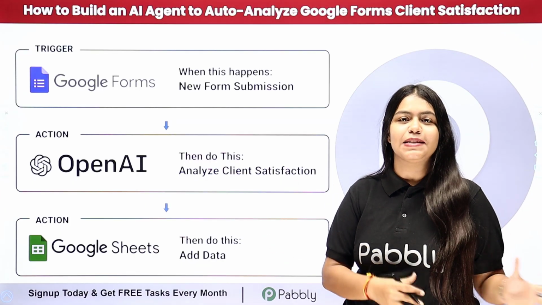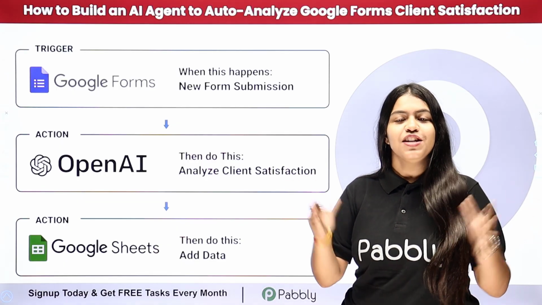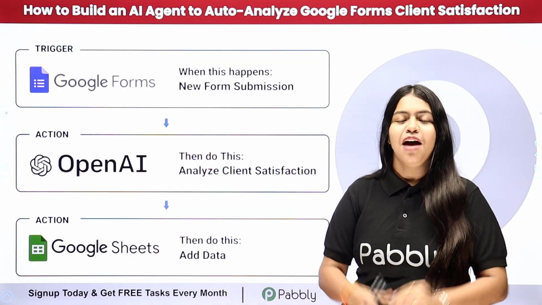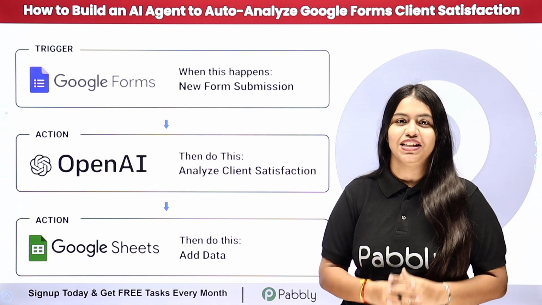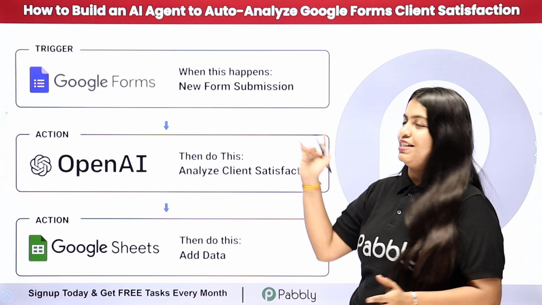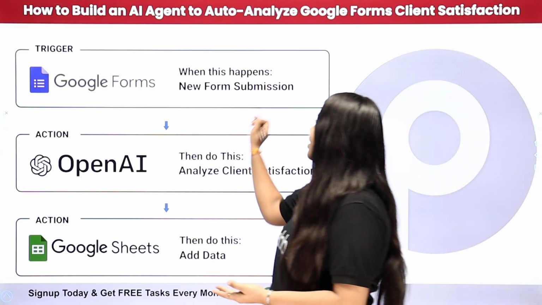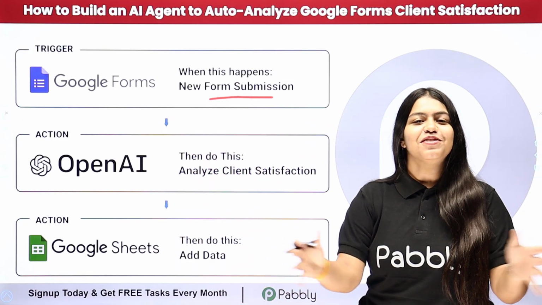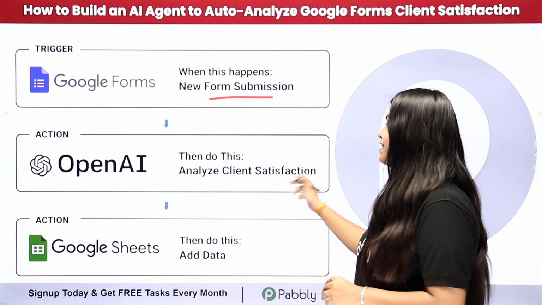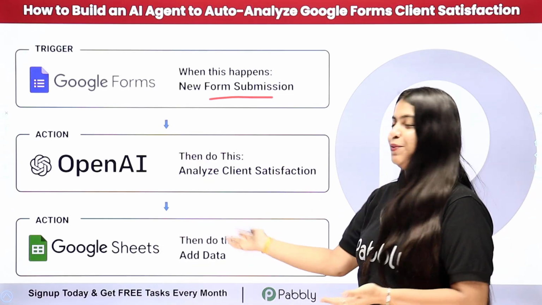Over here I'm a Customer Experience Manager of a retail chain store, and I use Google Forms to collect my client feedbacks, and now I want to analyze them regularly. But this is such a tedious and time-consuming task to do manually, right? So to solve this problem, I've created this automation where, as soon as I receive a client feedback through Google Forms, my AI agent, which is OpenAI, is going to analyze the client satisfaction, and then I can add that client satisfaction summary into my Google Sheets.